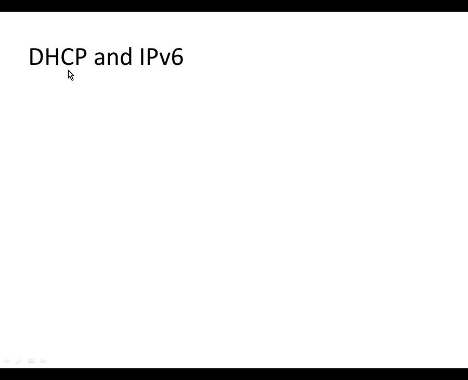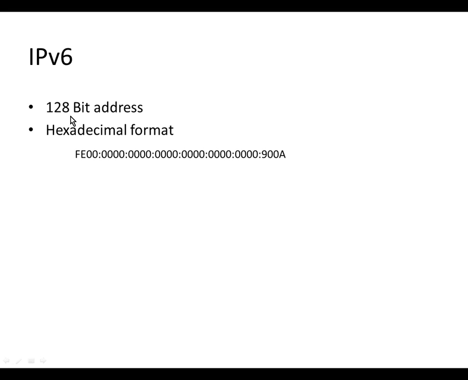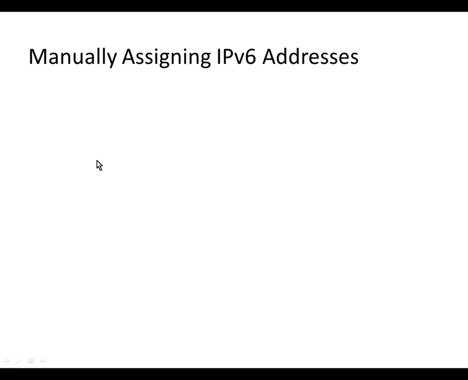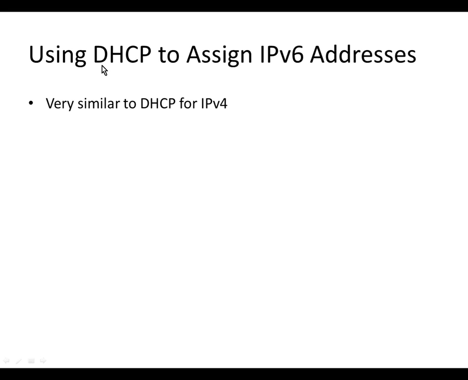Now let's discuss DHCP and IP version 6. As you know, IP version 6 has a 128-bit address space, and the IP address is written in a hexadecimal format. And you can manually assign IPv6 addresses to clients, but that can be awfully inefficient and time-consuming. Typically what we would do is we would use DHCP to assign IPv6 addresses to clients. It's very similar to DHCP for IP version 4.